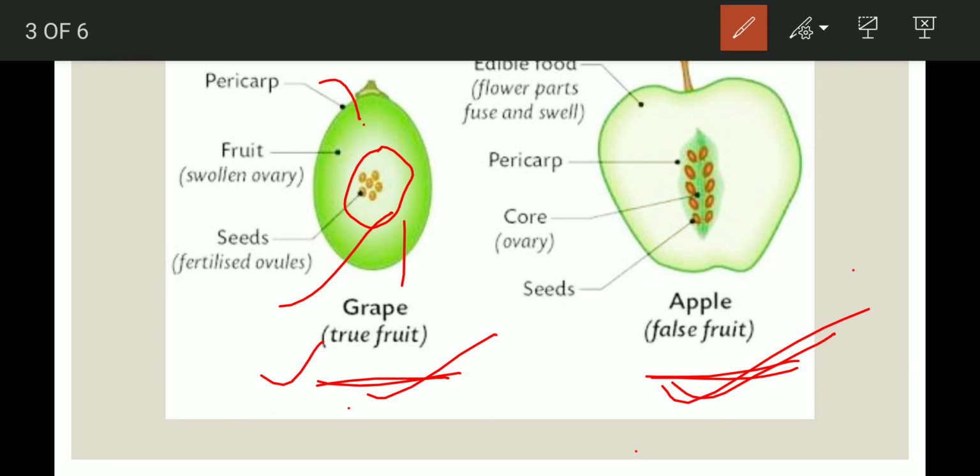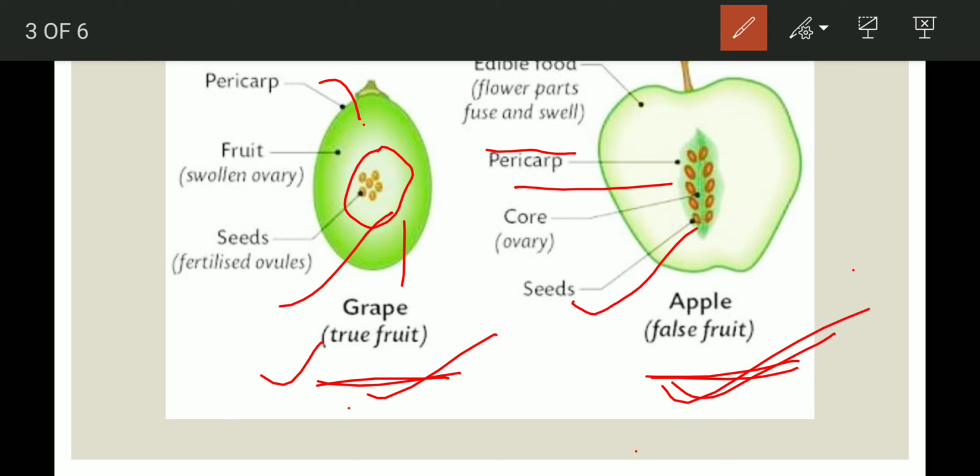Edible fruit means yes, here you can see the floral part fuses and swells. This is pericarp, this is core, ovary, and these are the seeds. Okay students, so false fruit and true fruits, it is clear to you all?